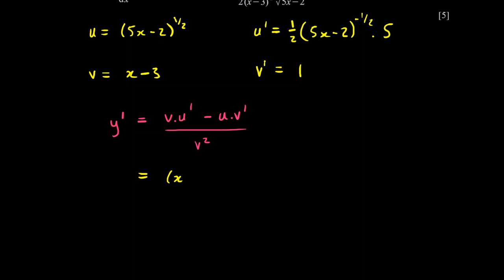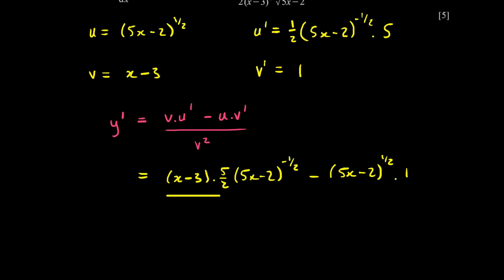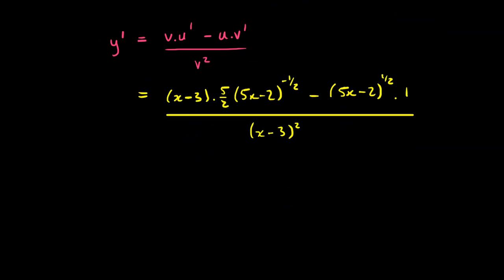So v is x minus 3, u prime is 5 upon 2, bracket 5x minus 2 to the power of minus a half, minus u, which is 5x minus 2 to the power of a half times by dv, which is 1. And then all of this is divided through by v squared, and v squared is going to be x minus 3 all squared.